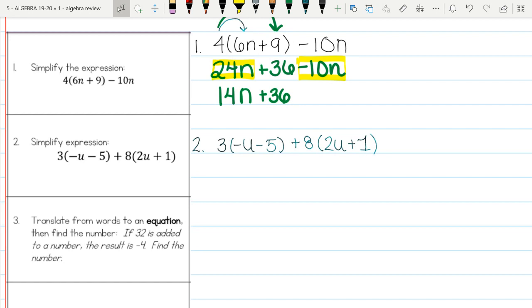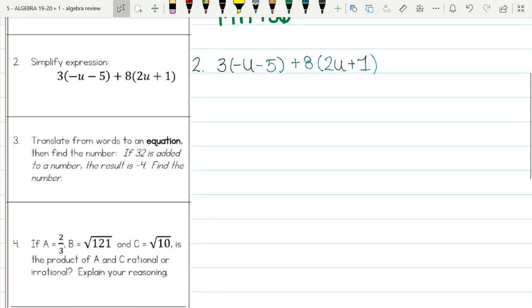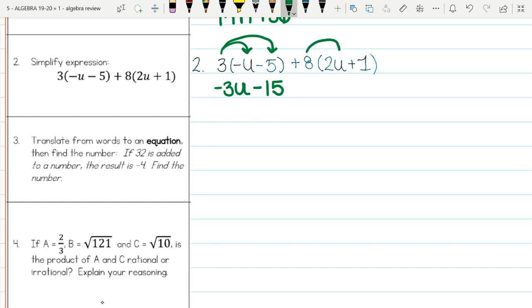All right. So if you need for me to go through number 2, here we go. So we actually have, guys, 2 distributive properties. So again, the way I like to do the distributive property is I distribute, then write. It keeps me organized. So 3 times negative u is negative 3u. Distribute 3 times negative 5, that's negative 15. Now I have to do the same thing here. So I have 8 times 2u, that's 16u. And then I have 8 times 1, which is plain old 8.